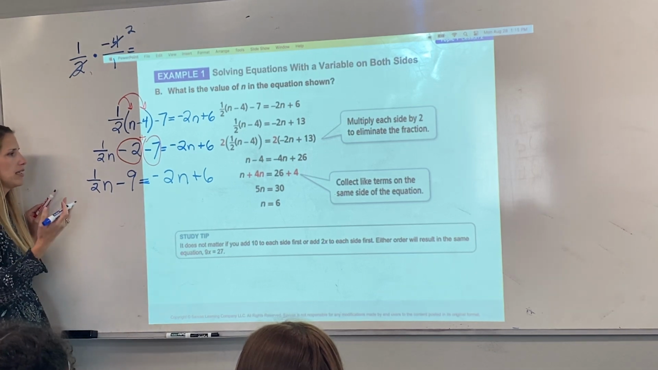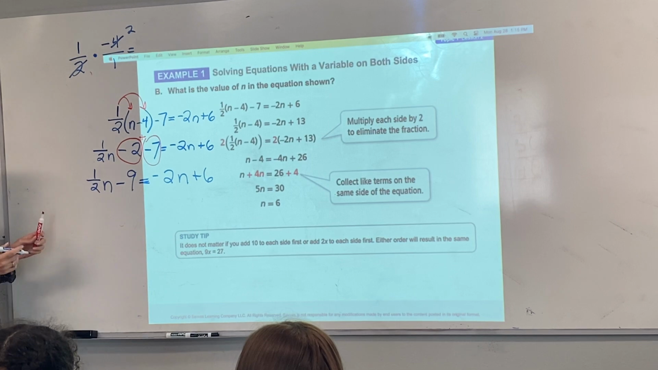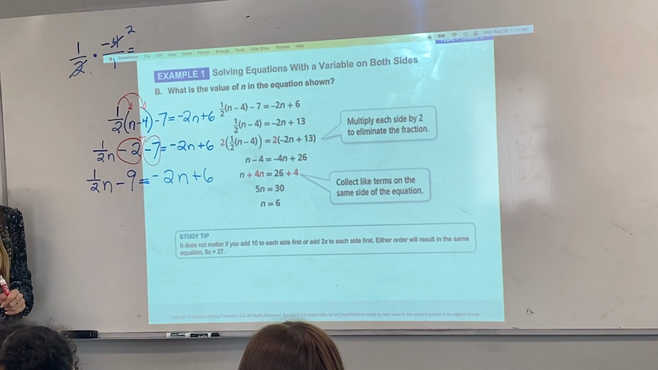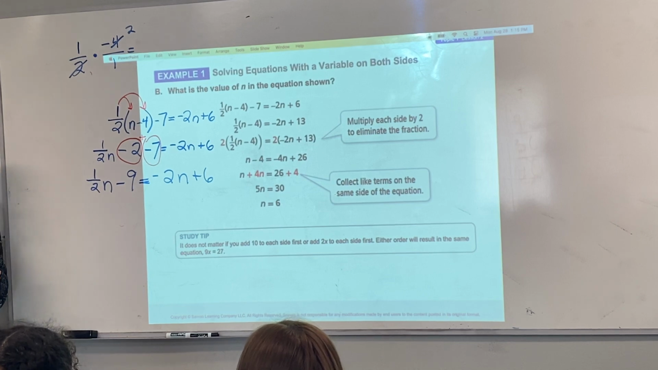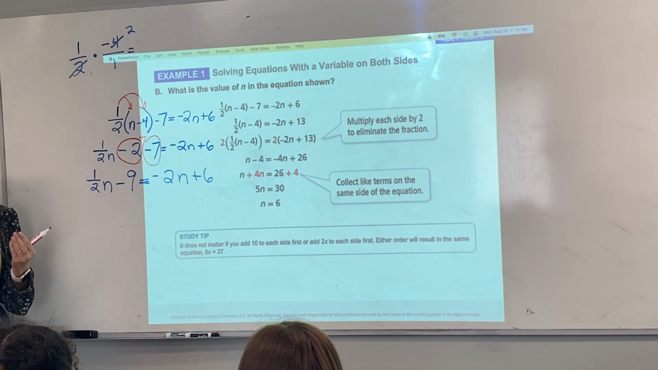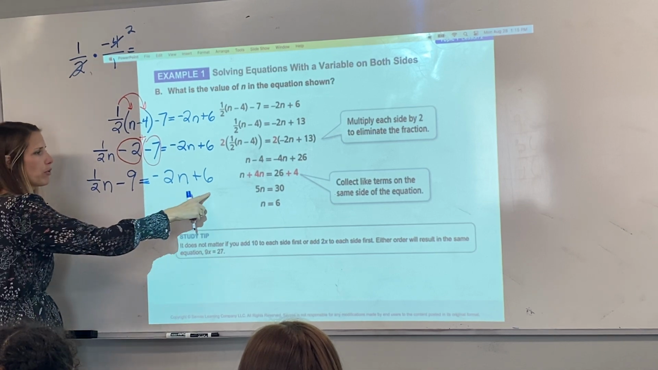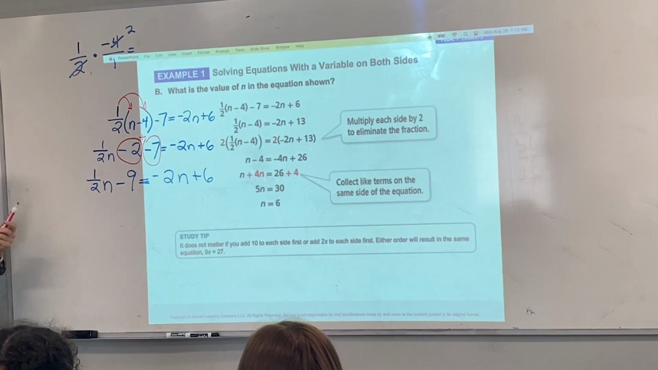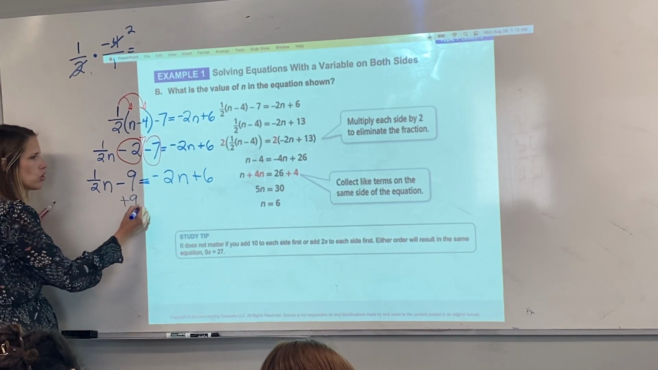Now, what is something that you're noticing that will be like the easiest thing to combine across the equal sign? Plus 9. Yeah, the -9 and the +6. We have two choices. We can add 9 to both sides or subtract 6 from both sides, which was easier? Plus 9. Adding 9 to both sides, and that's just a choice.